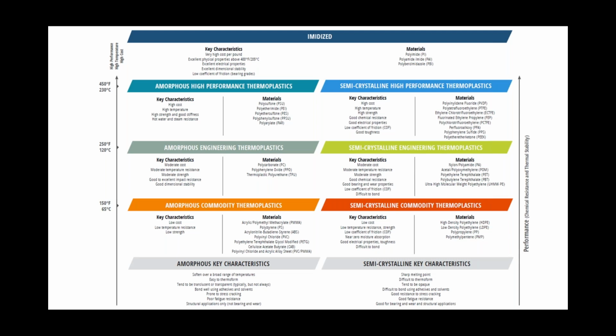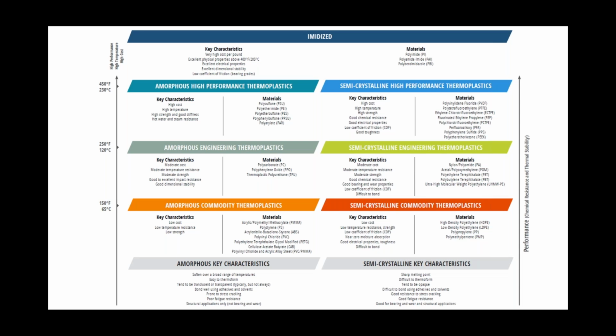The characteristics of the semicrystalline commodity thermoplastics are that they're lower in temperature resistance and strength. They have a low coefficient of friction, making them good for that bearing and wear. There's near zero moisture absorption, good electrical properties and toughness. However, they are difficult to bond. Materials you'll find in here are the high density polyethylenes and low density polyethylenes. And these are going to be the lowest cost of all the semicrystalline thermoplastics.